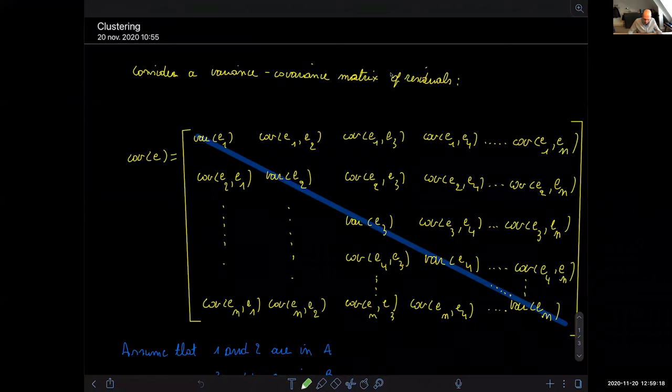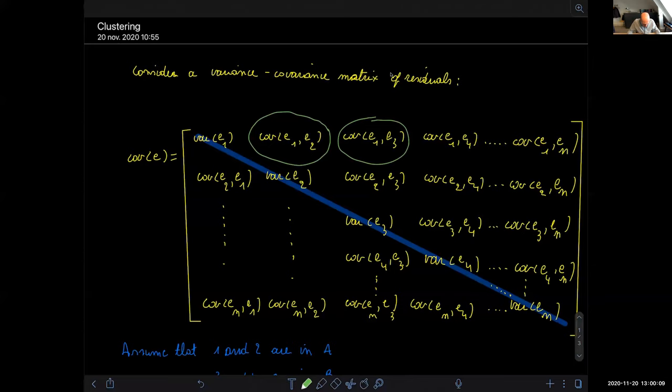So consider a variance-covariance matrix of residuals where I have n observations. The diagonal is just the variance of E1 to En, and then the off-diagonal elements are covariances. So, for example, this term here is the covariance between E1 and E2. The next term, in the same row, the next column, is the covariance of E1 and E3, etc.